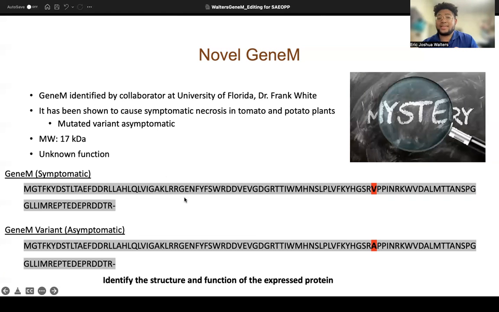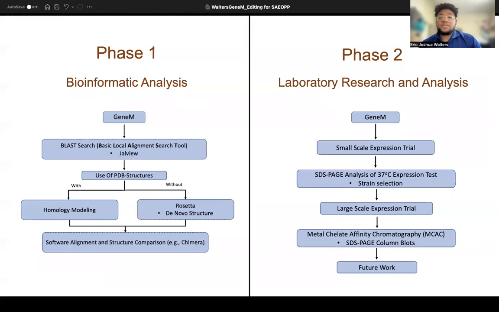Now, we do have some hints from our collaborator, Dr. Frank White. He believes that it might be a patatin, and upon further inspection, it could, because we do have the serine and aspartic acid residues, as S and E denote, that would participate in the catalytic dyad for the phospholipase activity of patatins. But it also doesn't have cysteines, which is very common in patatins for the conserved cysteine mechanism that they are involved in. So we split this research up into two phases. One was the bioinformatic analysis, and the second was just lab research.